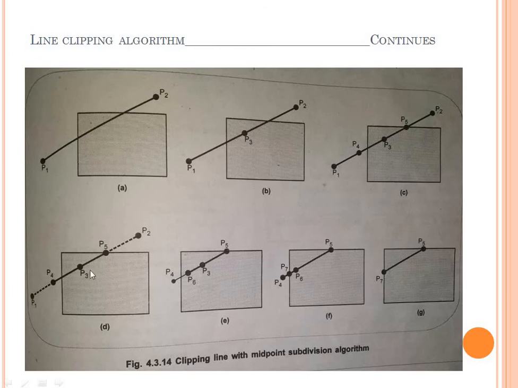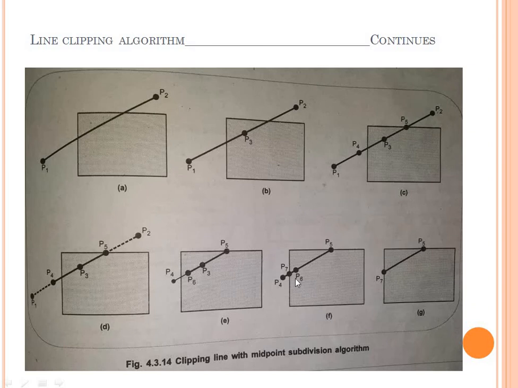Then these lines are not completely visible, so again we apply the subdivision formula to these lines. We apply this subdivision method to the P4 P3 line segment and the P3 P5 line segment. Here the P3 P5 line is completely inside the clipping window, so we do not apply the subdivision formula to it. We only apply it to the P4 P3 line: we calculate P4 plus P3 divided by 2, and we get P6.